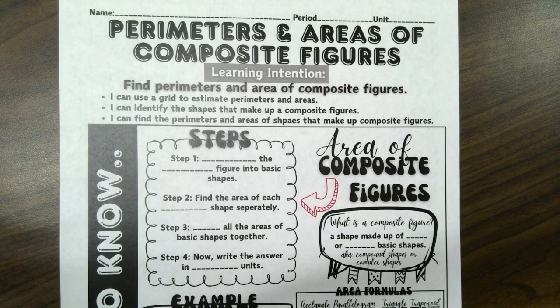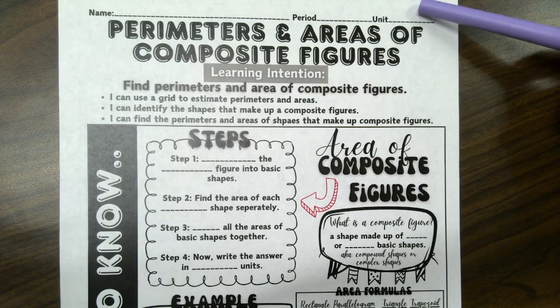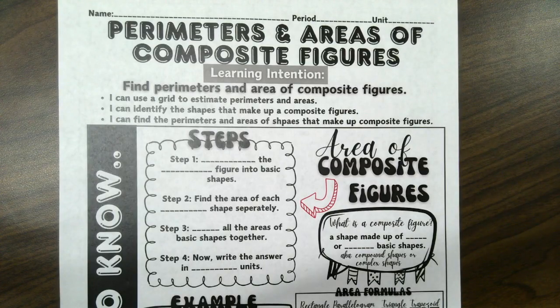This video is going to be on perimeters and areas of composite figures, and this is 9.3. So go ahead and write 9.3 up here where it says unit. Our learning intentions for this section is to be able to find perimeters and area of composite figures. You're going to be able to use a grid to estimate perimeters and area. You should be able to identify the shapes that make up composite figures and find the perimeters and areas of shapes that make up composite figures.